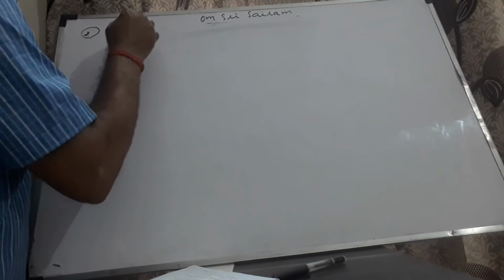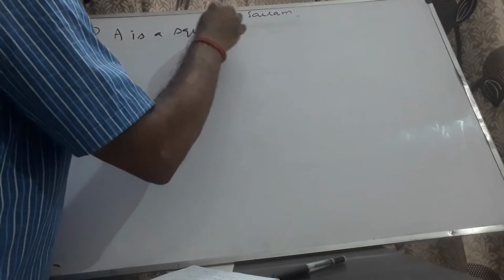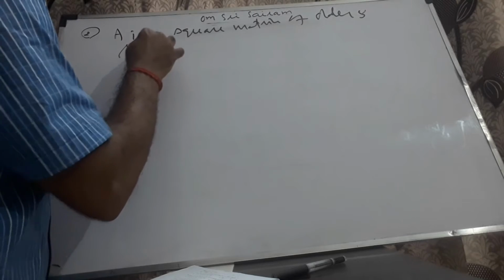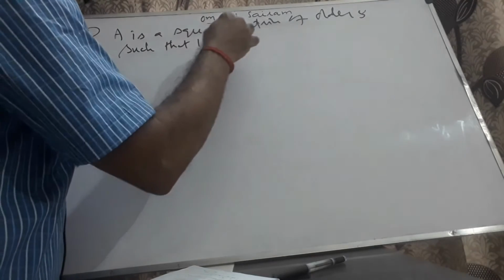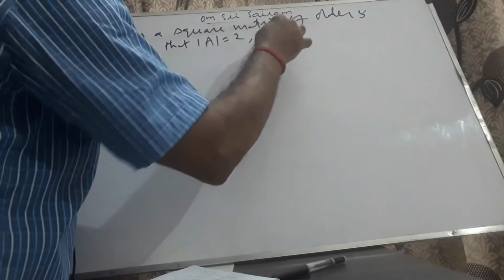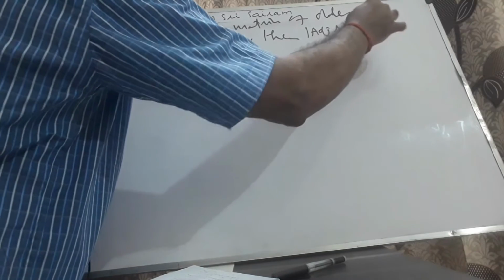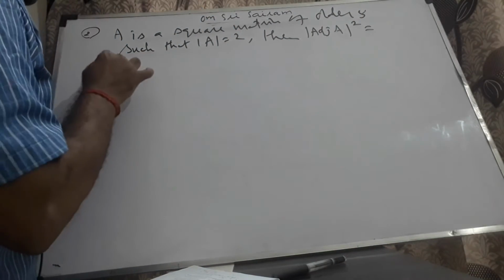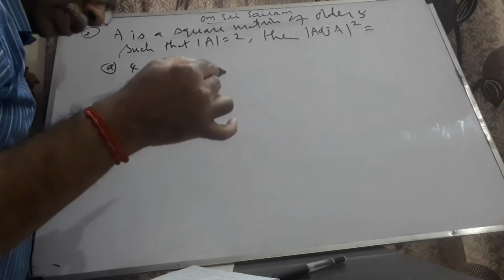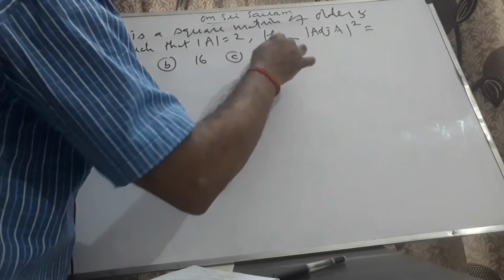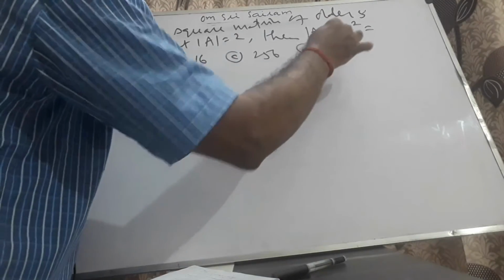A is a square matrix of order 5. Order 5 means 5 by 5, such that determinant A is equal to 2. Then determinant of adjoint A the whole square is equal to, you mean to say, the answer is 4, the second option is 16, option C is 256, and of course D will be 8.